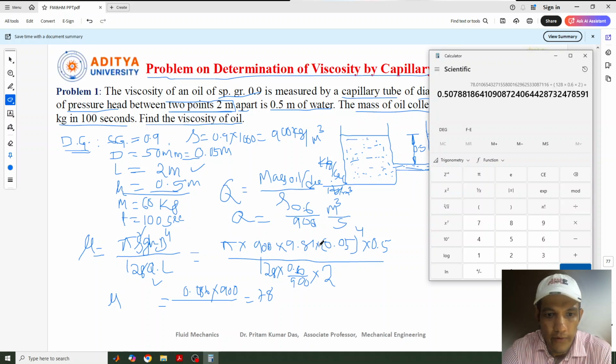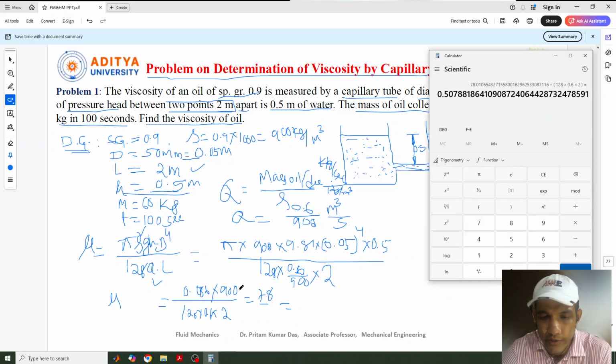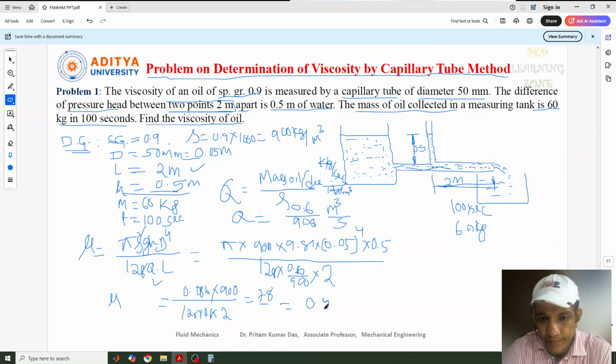Some value will be there here, and finally we are getting 0.507. So this is 0.507, and this one we can write, Newton second per meter square. And if you want to convert it into poise also, you can convert it. Just multiply with 10 so that we can get it in terms of poise. That is nothing but 5.07 poise.